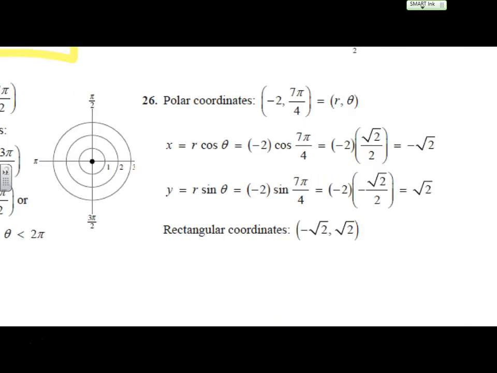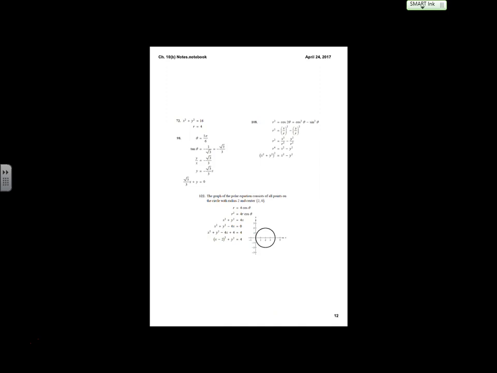Polar coordinates: you have an r, you have a theta, plug and chug into your formulas, and know your unit circle. Once again, you guys only really need to know the unit circle for graphing the formula by hand, but it'll make it easier for these types of problems. Cool.